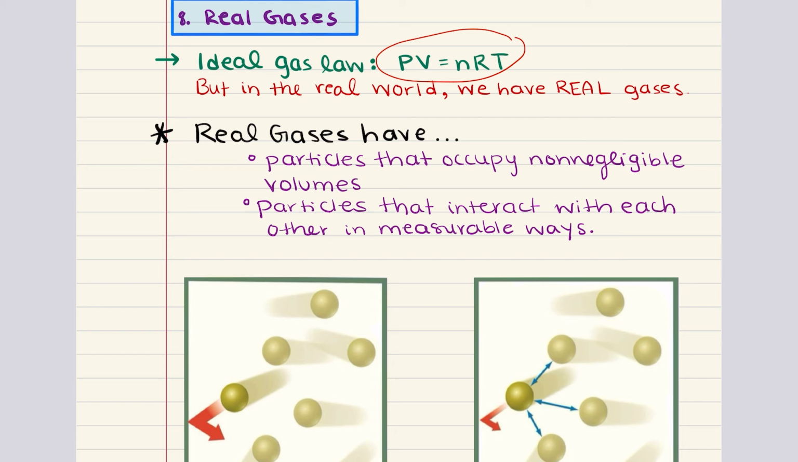Now, throughout our discussion of the laws and theories that describe and explain the behaviors of gases, we have stressed that the fundamental assumption here is that the gas behaves ideally. However, our world is not one of ideal gases, but rather real ones. And real gases have particles that occupy non-negligible volumes and that interact with each other in measurable ways. So then we ask, how do ideal and real gases compare?